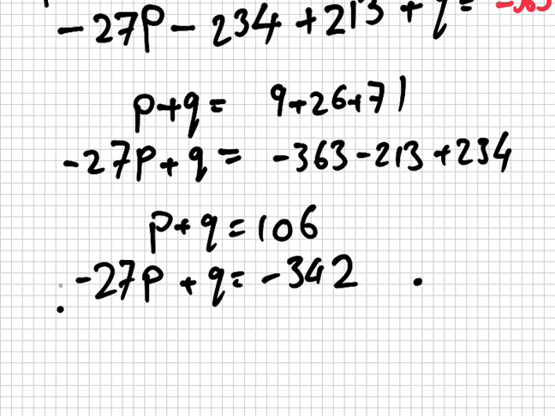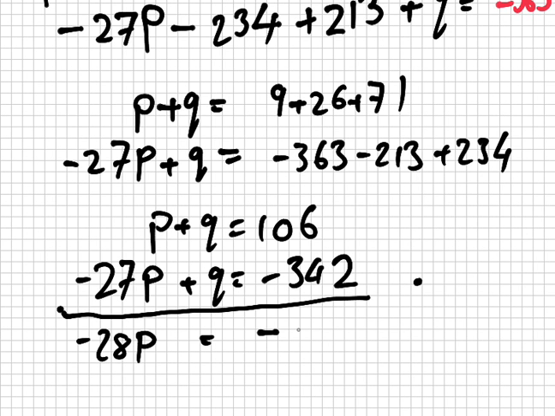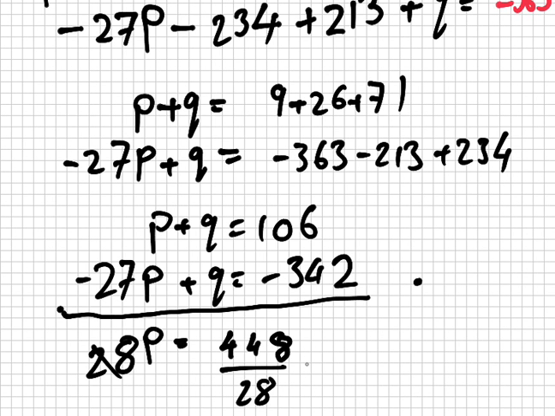Any questions about this? Let me just quickly get the p. So that'd be minus 28p equals minus... Hang on, sorry, not to confuse. What I was actually doing was the bottom minus the top. If you're unhappy with that, I'll do it the other way. The top minus the bottom. 28p equals 448. So what's p? 16. So then q must be 90.